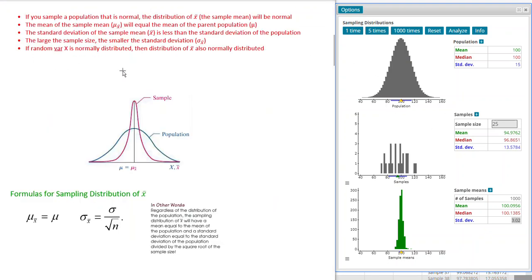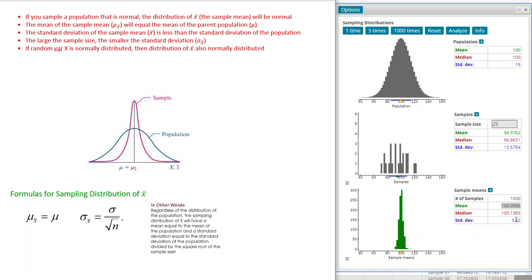So I can summarize the findings from each of our 2 simulations over here from StatCrunch. I can summarize that information here at the top of your screen on the left in red. If I sample a population that's normal, then the distribution of my sample means, X bar, is also going to be normal, which is what we saw here. The mean of our sample means is going to be equal to the mean of our population that you see above here.